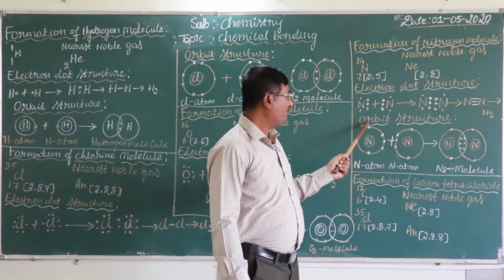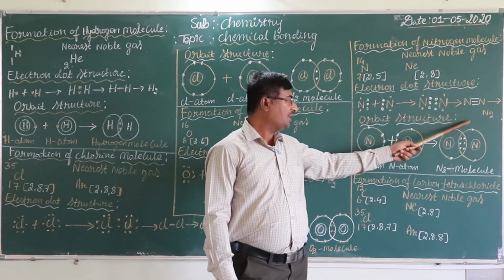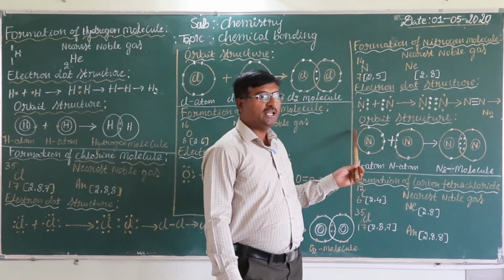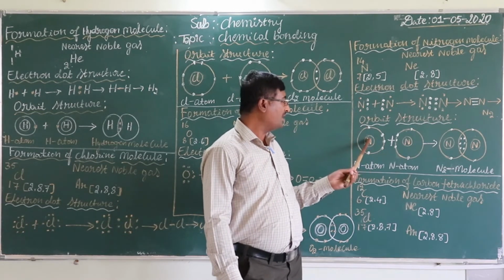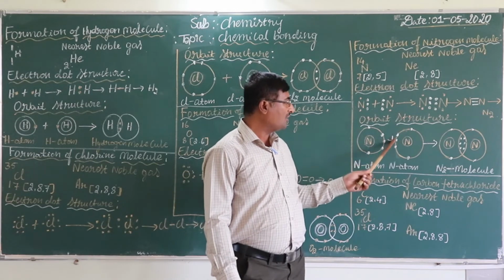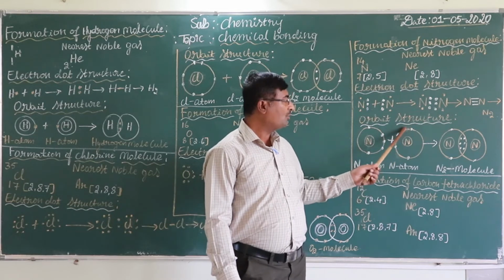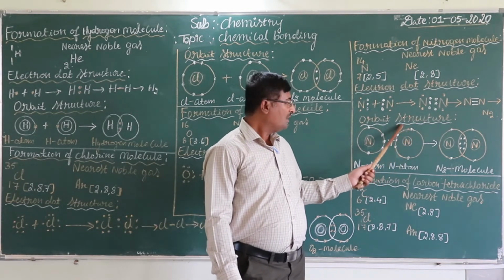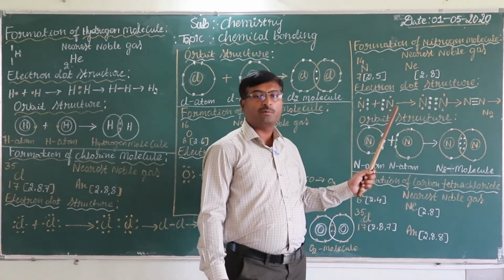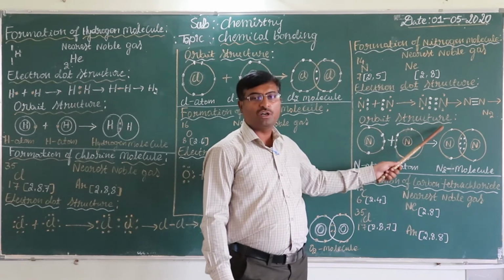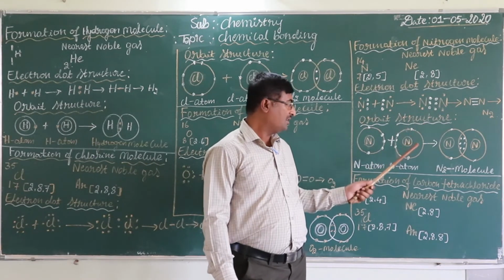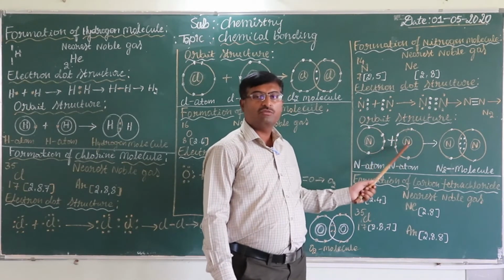Now next we will go to the orbit structure of the formation of the nitrogen molecule. This is the structure of the nitrogen atom. Only the electrons present in the outermost orbit we are writing here. In the outermost orbit how many electrons are there? 5 electrons are there. In the same way, for this nitrogen atom also I will write the outermost orbit 5 electrons. Why am I taking only the outermost orbit? Because in any chemical bond formation only the outermost orbit is involved. The other inner orbits are not involved in any chemical bond formation. That's why we are considering only the outermost orbits here.